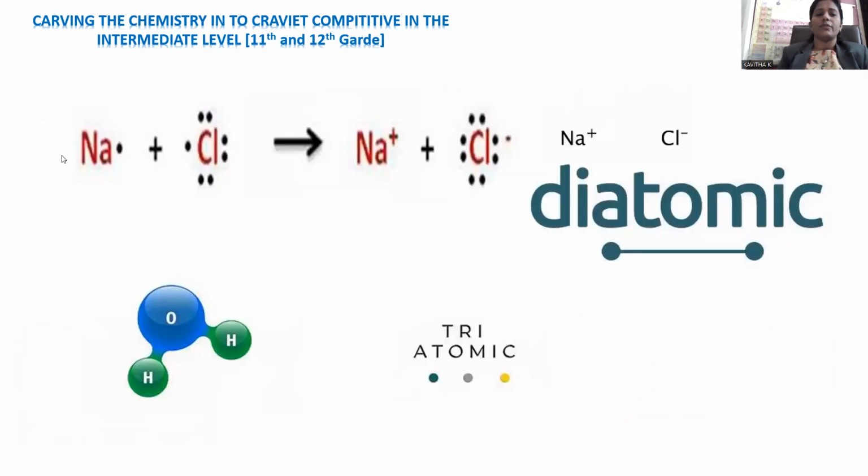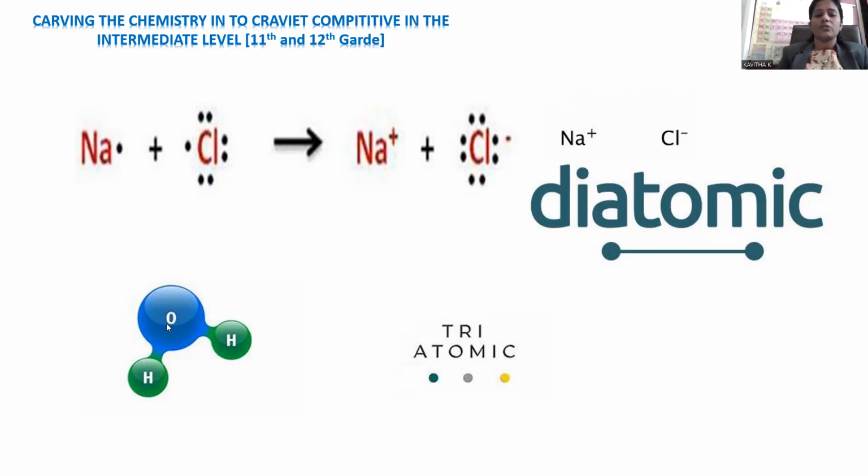Move on to another one, sodium chloride. Sodium chloride is an ionic compound where electrons are transferred from one atom to another. Here sodium is losing an electron, hence acquires a positive charge, and chlorine is gaining an electron so that a mono negative ion is generated. Na plus Cl minus is the right representation for the sodium chloride ionic compound, and it is said to be a diatomic molecule. So this is also diatomic. If you move on to water, water is triatomic in nature, where oxygen is joined with two hydrogen atoms.